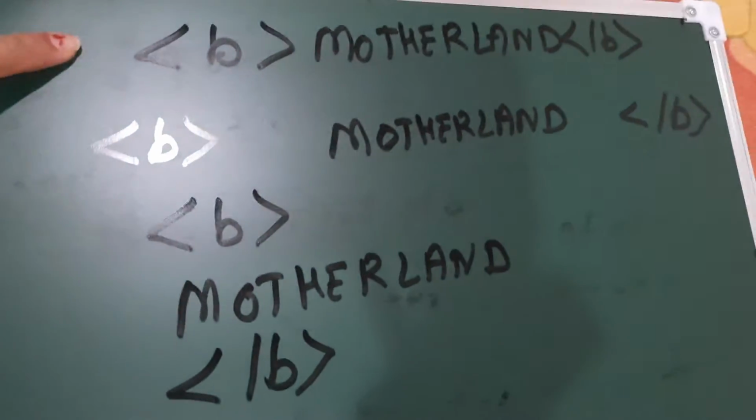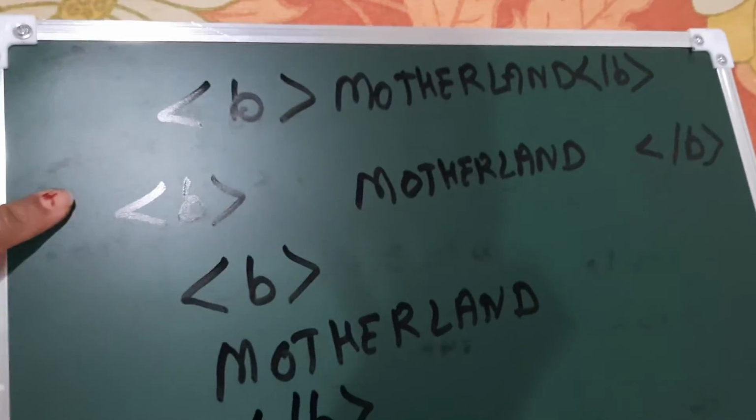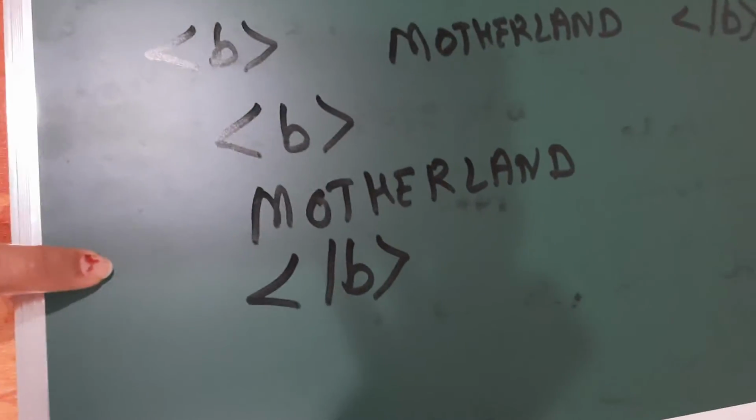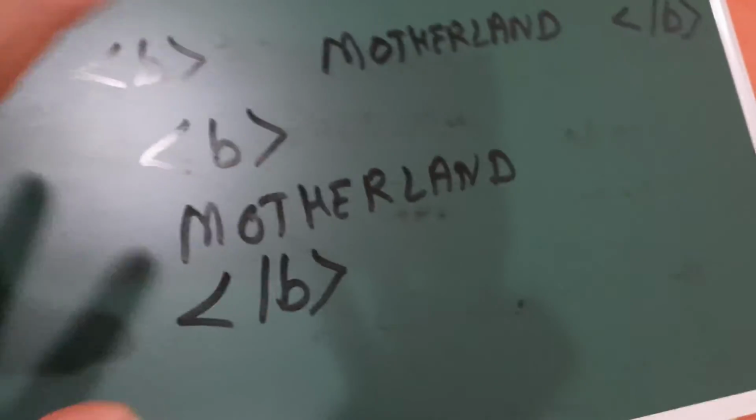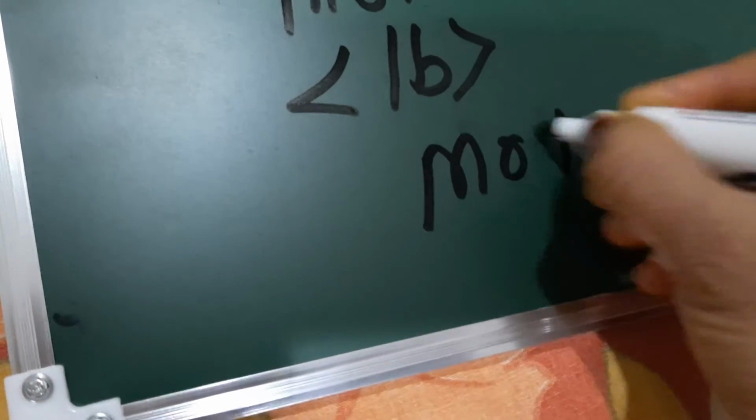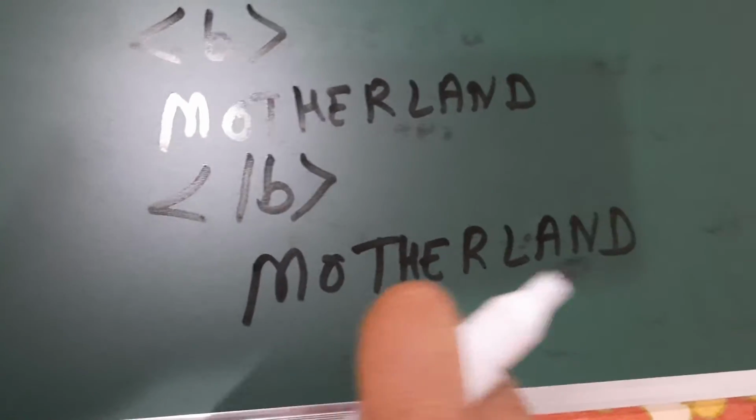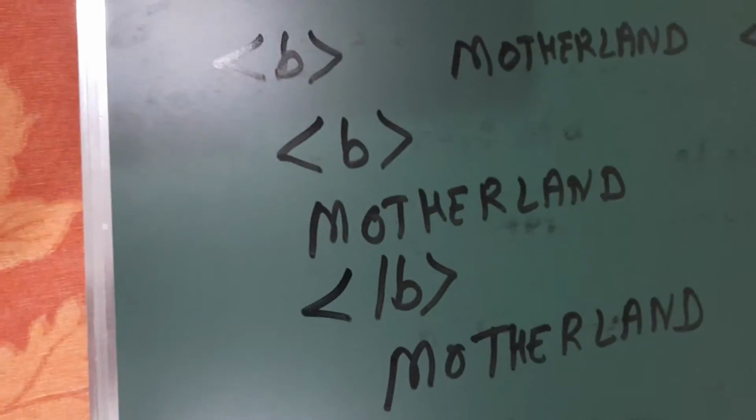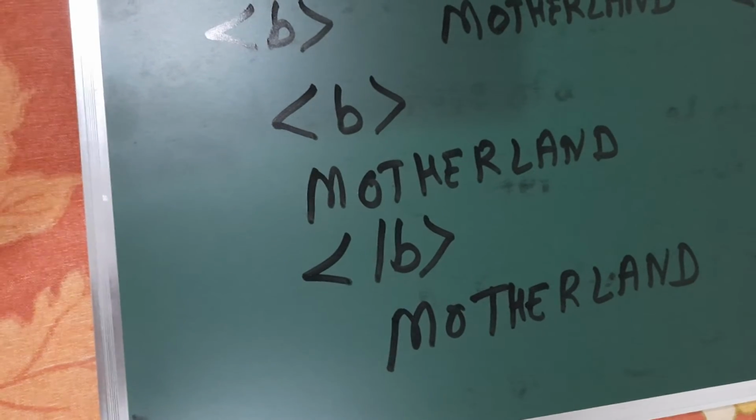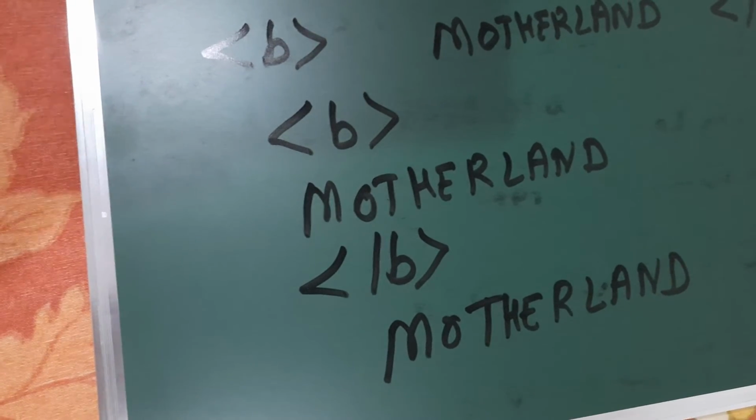If you write like this, without space, or with space, or on the next line, however you write, the word will come as motherland in bold. It will give you this result only. However, there should be no space before and after the tag name, that is, between the opening and closing angular brackets in a tag.